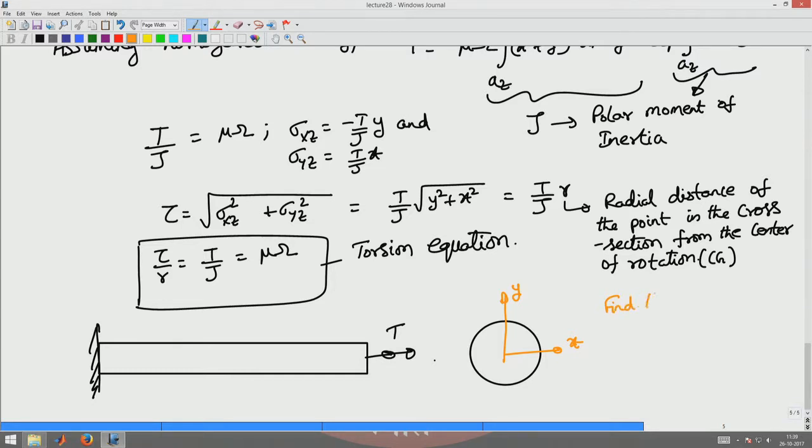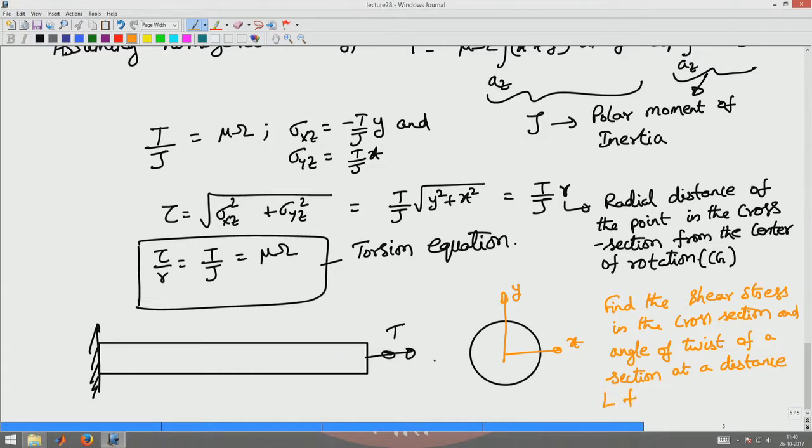Now I want to find what the stresses are. In particular, I want to find the shear stress in the cross section and the angle of twist of a section at a distance L from the support, from the fixed support. So this is what I am interested in finding.